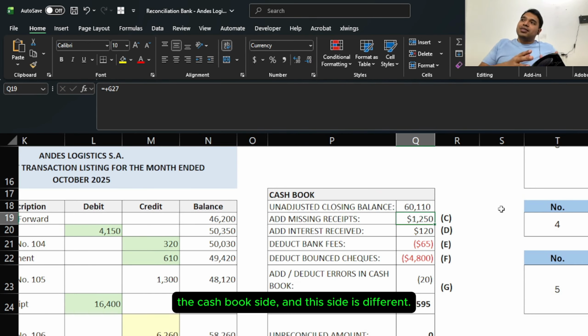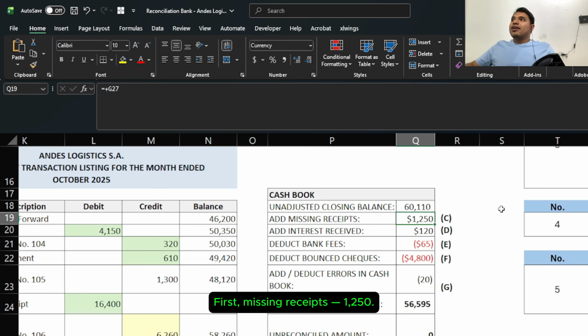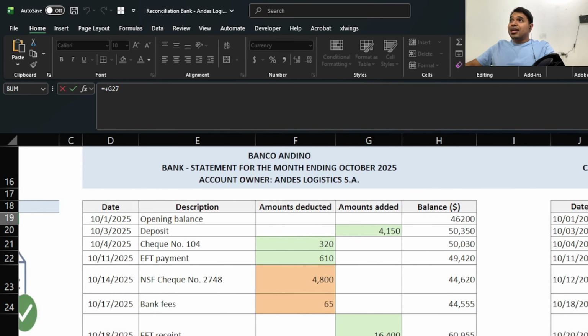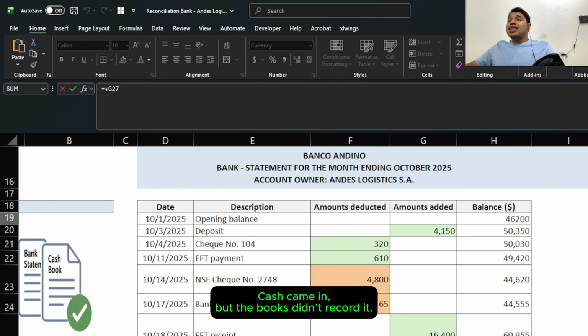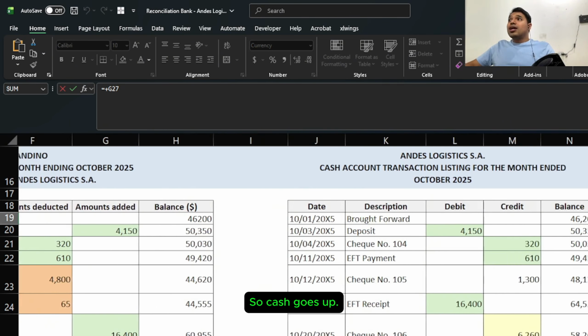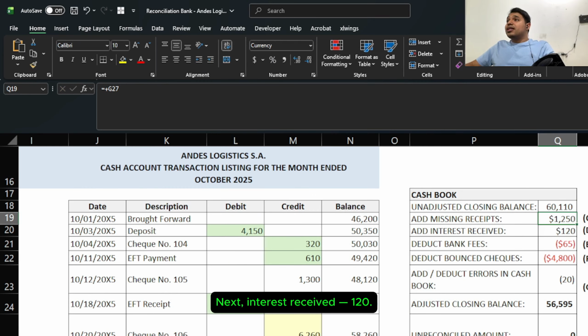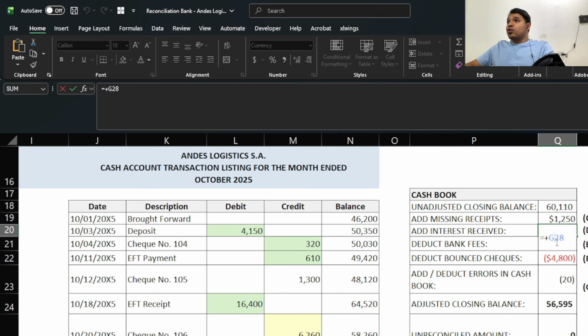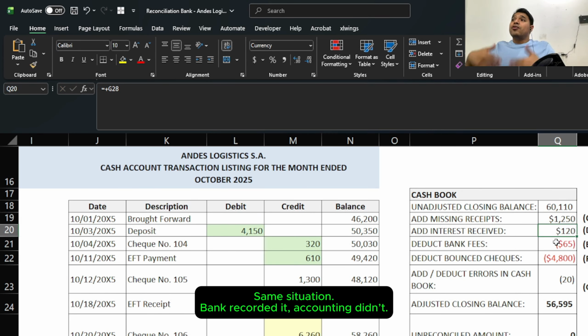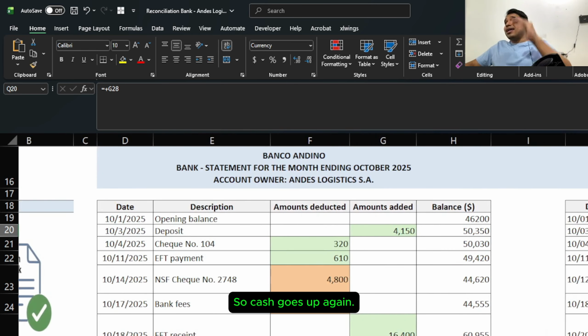Now I move to the cash book side, and this side is different. Everything here results in journal entries. First, missing receipts, $1,250. Cash came in, but the books didn't record it, so cash goes up here. Now, interest received, $120. Same situation: the bank recorded it, but accounting didn't. So cash goes up again.